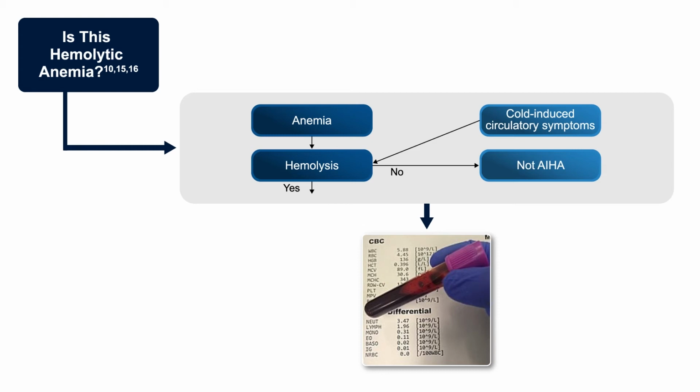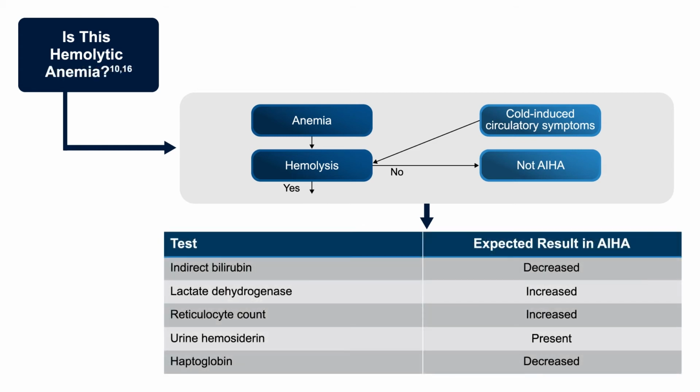However, we have to remember that hemoglobin might be in the normal range in some of our cold agglutinin disease patients. So we need to evaluate hemolysis in another way. So we're going to look for evidence of hemoglobin metabolism, which is going to include looking at bilirubin. We're going to look at evidence of increased cell turnover, which is going to include looking at lactate dehydrogenase, which will be elevated, compensation by the bone marrow, an increased reticulocyte count.